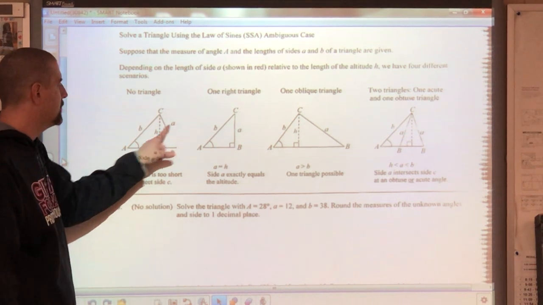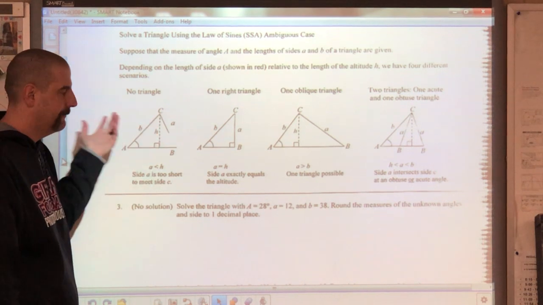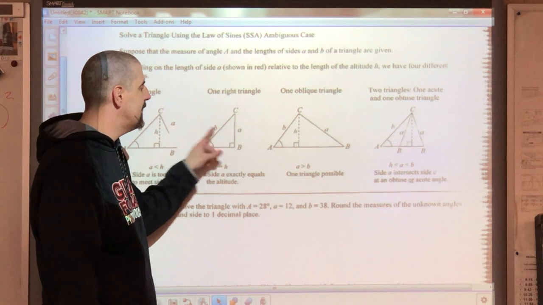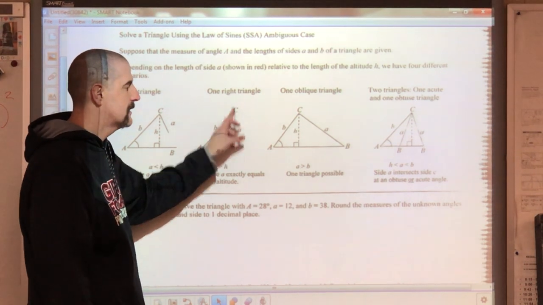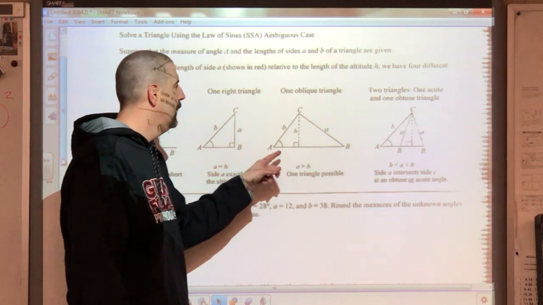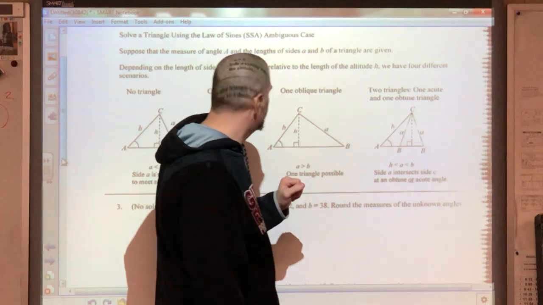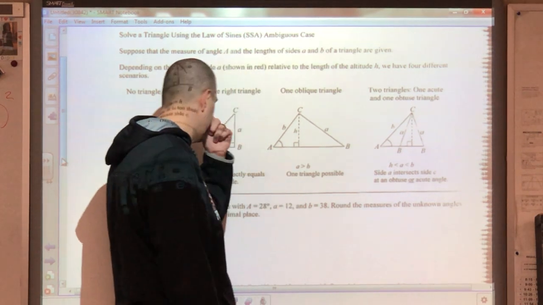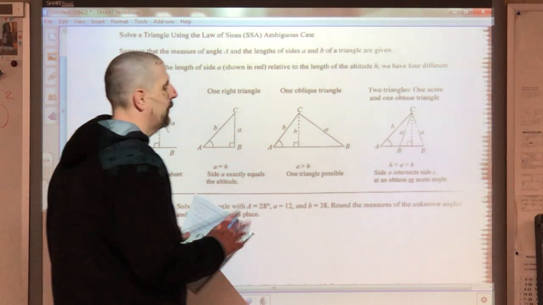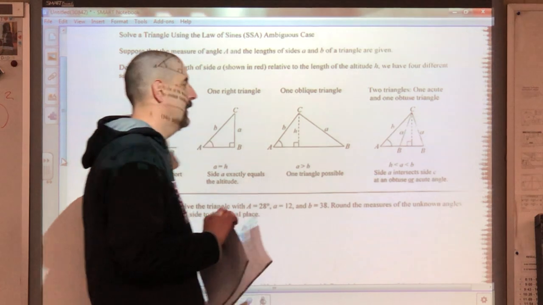So if side A is less than H, the height, well, you can't have a triangle. It's too short. If side A equals side H, then it's going to be one right triangle. One oblique triangle is if A is bigger than H, and then, if A is bigger than B, okay? And then lastly, if H is smaller than A and A is smaller than B, then you'll have two triangles.